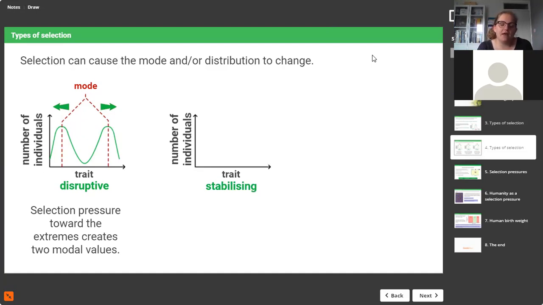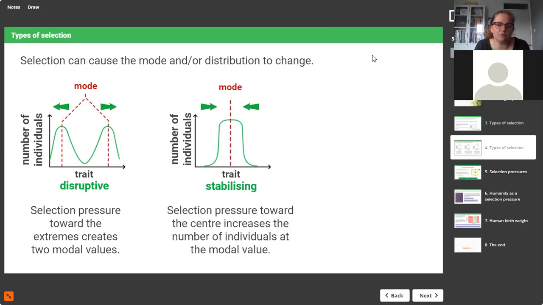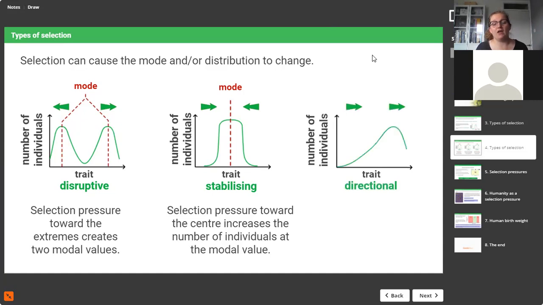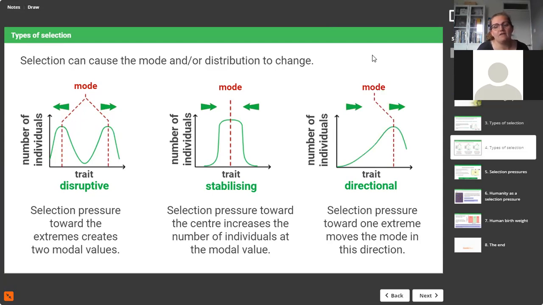We can also have the stabilizing, so we get this. The selection pressure toward the center actually increases the number of individuals at the modal value, so that area increases. Some of them won't be exactly right on the mode where the trait is, that optimum, but we've got lots of them that are more towards that center, and we have a bigger drop off that's quicker either side. And then we can have directional. It doesn't have to be to the right, that directional could be to the left of the graph as well. And this is when selection pressure towards one extreme moves the mode in that direction.